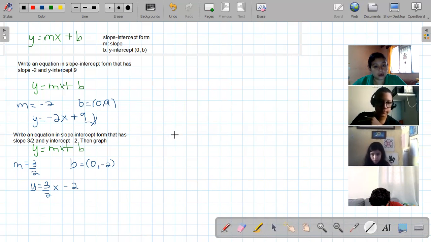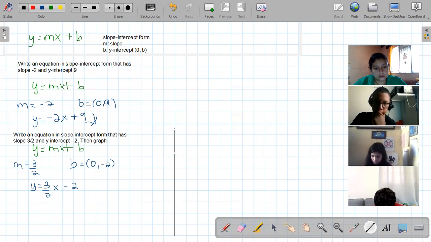Okay, and we're going to graph over here. Sorry about that. The mouse still has its own problems. Let's see if this is big enough.